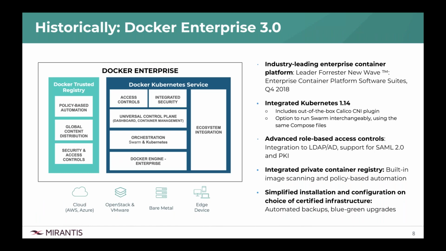Some of you are familiar with Docker Enterprise 3.0. This is where the team at Docker was before the acquisition. Forrester recognized Docker Enterprise as the leading container management platform back in Q4 of 2018. It was built around Kubernetes 1.14 and provided freedom of choice across the platform components and associated infrastructure.